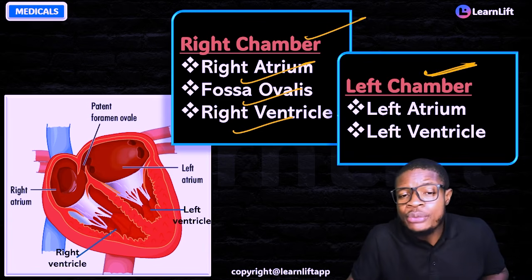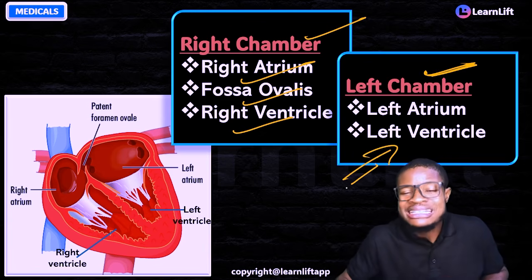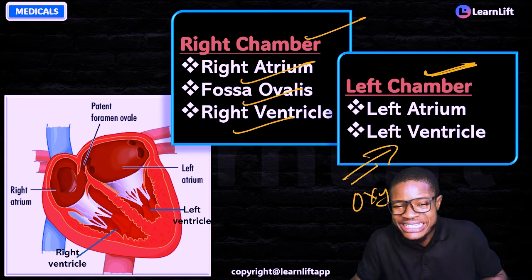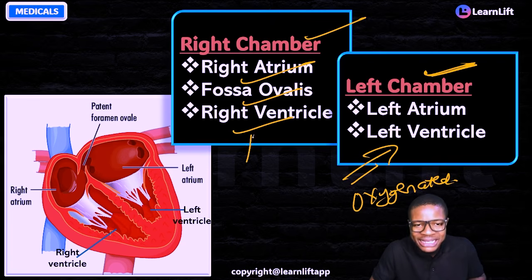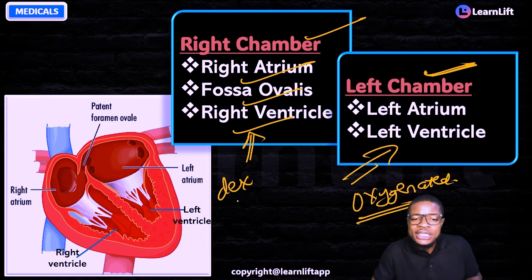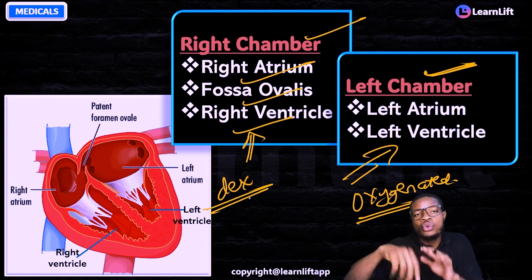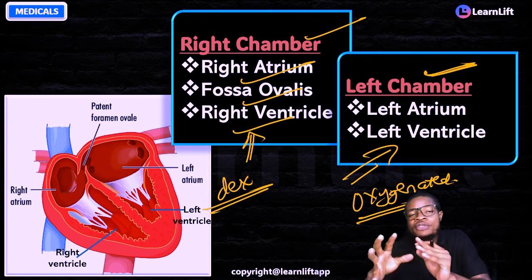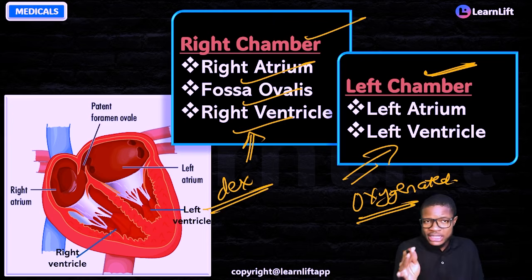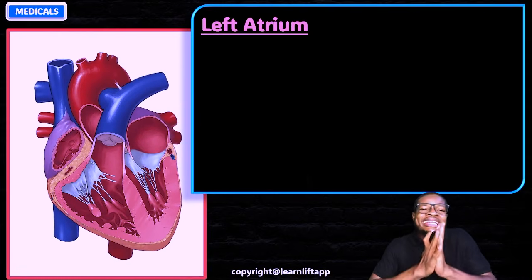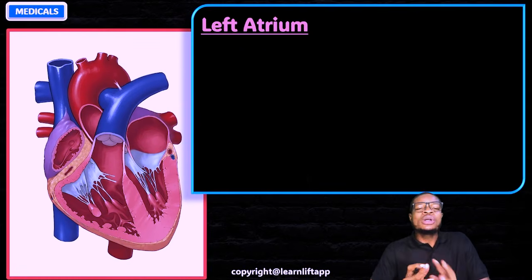Don't forget that before anything comes to the left chamber of the heart, that blood has to be oxygenated. Just know that. These ones here are deoxygenated. How come these ones are oxygenated? The deoxygenated blood has gone to the lungs to receive oxygen. After it has been oxygenated, it will come and flow through the left chamber of the heart. Are you getting it now? So in the left chamber of the heart, the first thing is the left atrium.